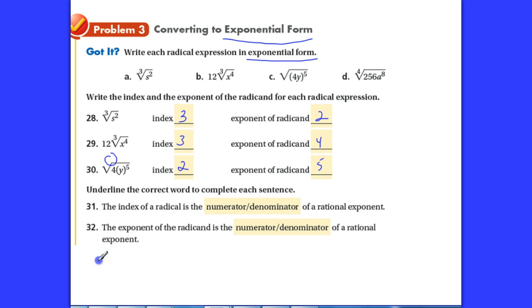So that takes us to number 31. It says underline the correct word to complete each sentence. The index of a radical is the blank, numerator or denominator. The index we look up here if you forgot. All right, that index, remember it would be 2/3, 2 over 3. So the index is actually the denominator of the exponent. The exponent of the radicand is the numerator right there.